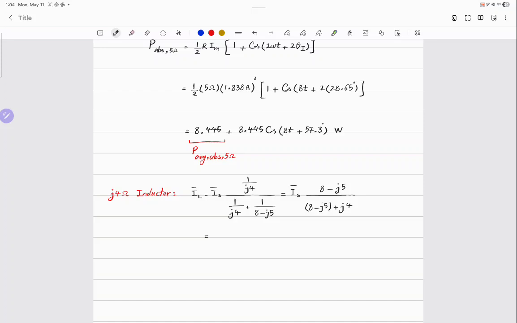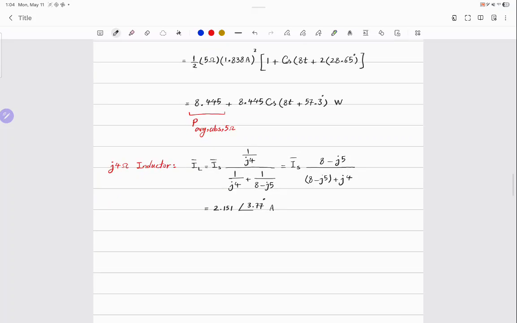And the value that I have, you're going to give it to me. Calculator, give me the value. 2.151 angle 3.77 degrees amps. This is what I have.